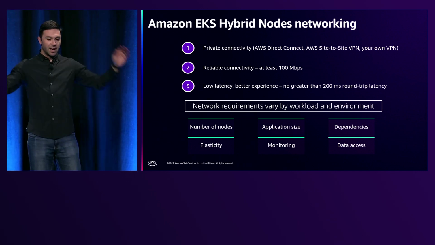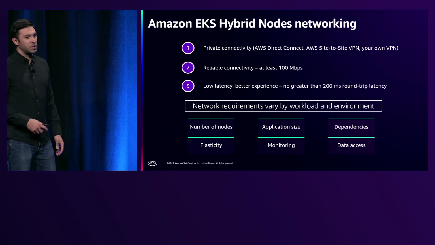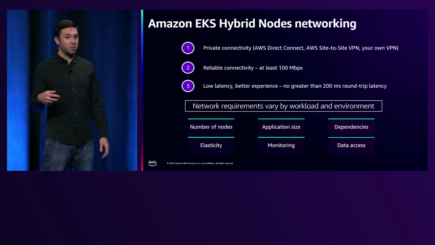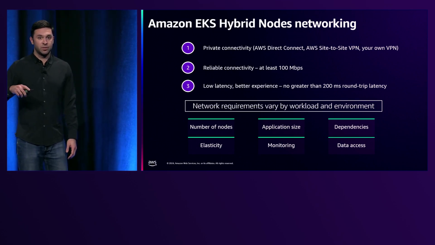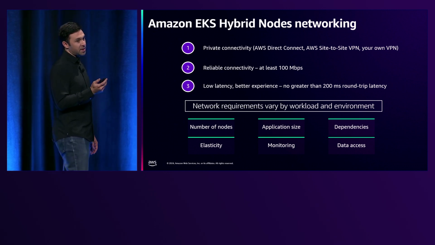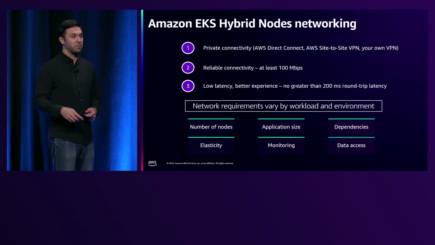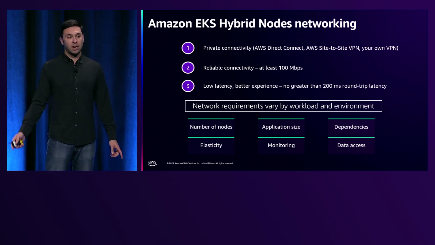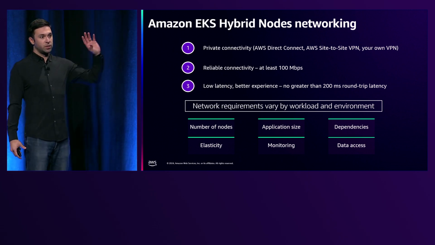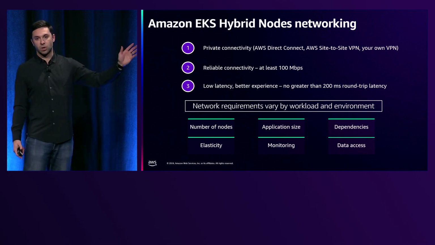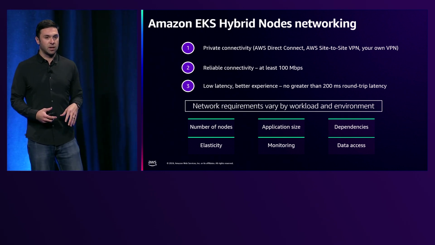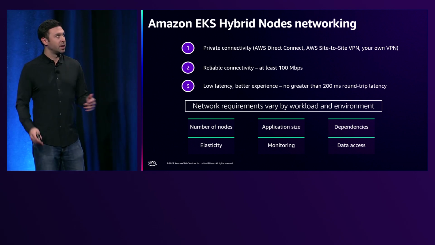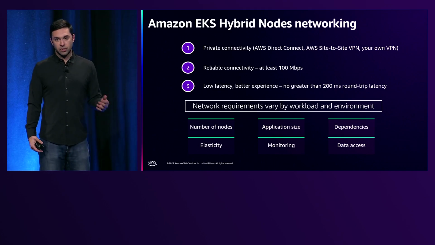It depends. It depends on a lot of things. It depends on the number of nodes that you have. It depends on how big your application images are. It depends on your application dependencies. Are you accessing AWS services? If so, how much data are you sending? It depends on the elasticity of your workloads. Are you spinning pods up, spinning them down? Are you spinning nodes up, spinning them down? And it also depends on what you're using for monitoring. How much data are you sending from your hybrid nodes to potentially Amazon Managed Prometheus or CloudWatch in the region? All of these things come into play when it comes to what are the minimum networking requirements. So we recommend testing. The figures on this slide should be used as a starting point.